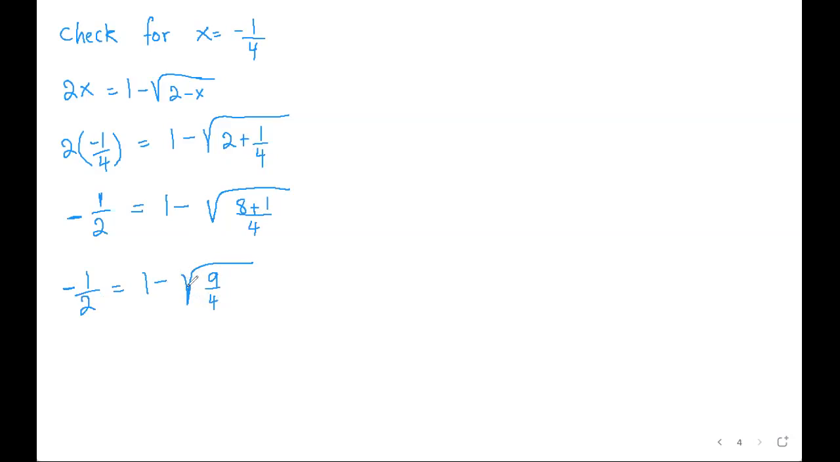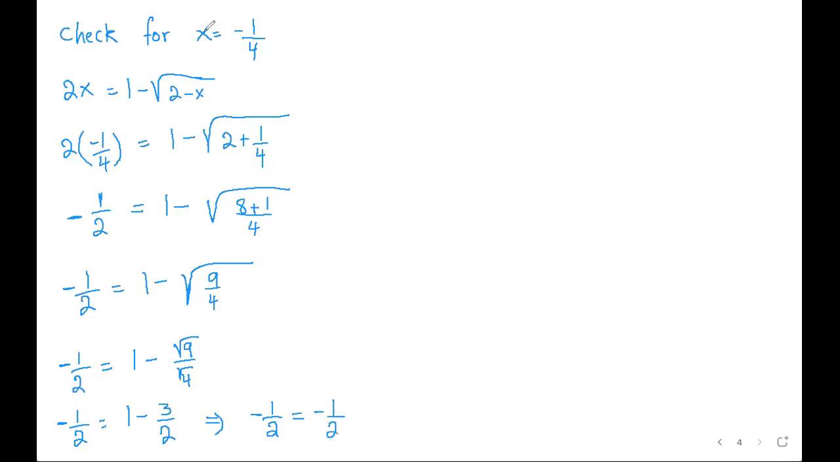So the radical, we can distribute it to the numerator and the denominator here. So I get minus 1 over 2 equal 1 minus the square root of 9 over the square root of 4. Again, the square root of 9 is 3, the square root of 4 is 2. 1 minus 3 over 2 is minus 1 half. So I get here minus 1 half equal minus 1 half.